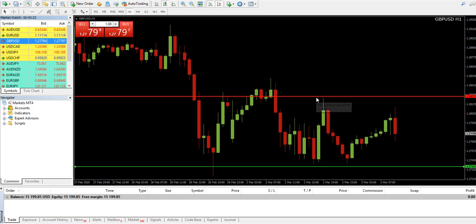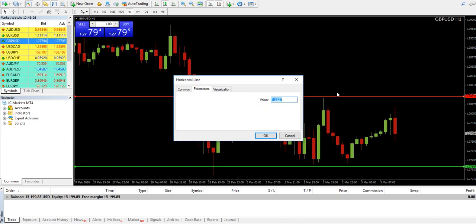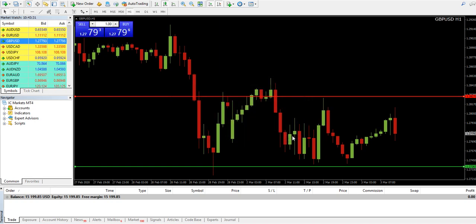We didn't intend that. Now let's do a sell. Again, double click on that line, choose properties, go to parameters, copy that. So you are doing a sell limit.